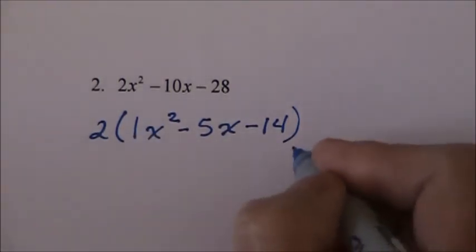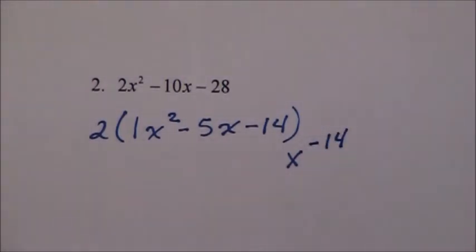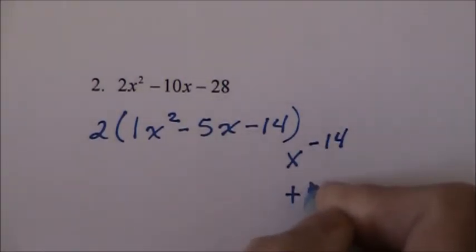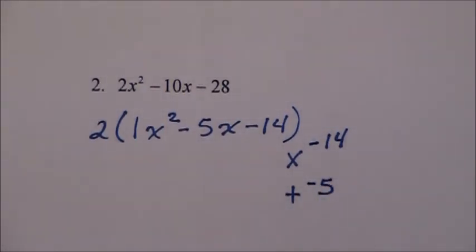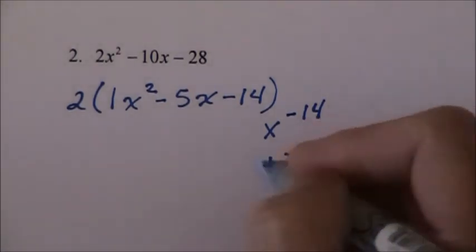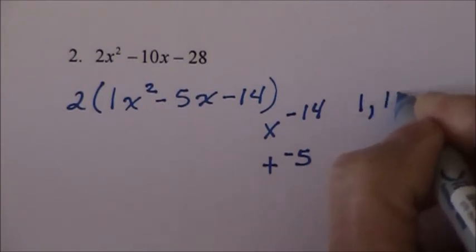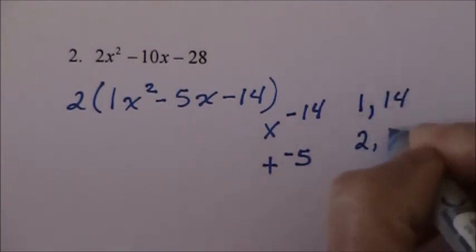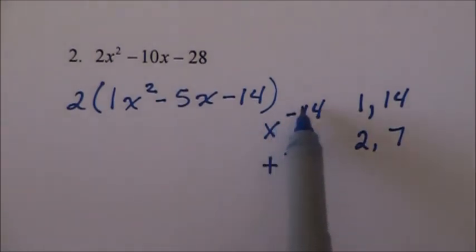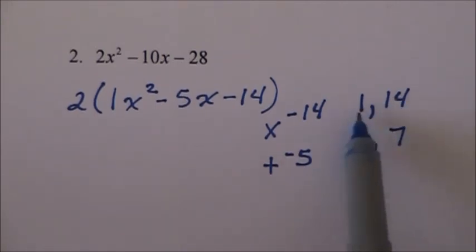We now have an x squared term that has a coefficient of 1. So we can now go and look for two numbers that multiply to give us negative 14 and add to give us negative 5. Again, if you know what those numbers are, you can go straight to them. If you're not sure, you can list the factors of 14. Factors of 14 are 1 times 14 and 2 times 7. In order to get a negative when we multiply, we need to have one of these as positive and one as negative, whether it's in this combination or in this combination.